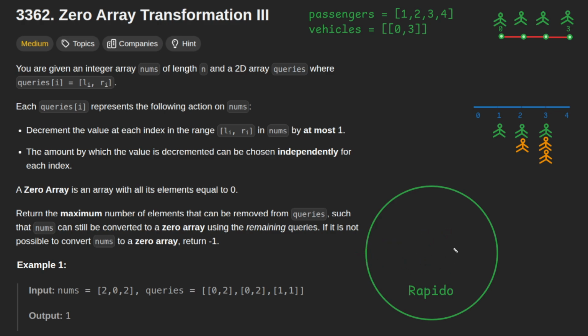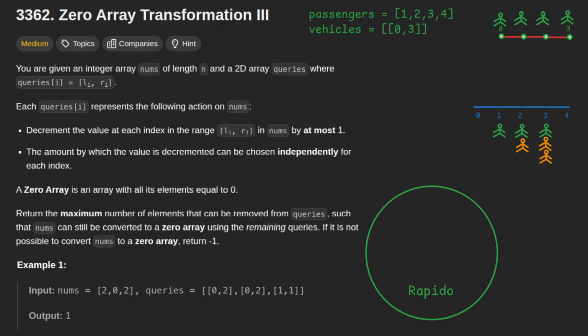So what we will say here is that we are not able to serve all our customers, so we will return -1 in this case. Okay, if we are not able to find a 0 array, we need to return a -1. So this is not a 0 array. 0 means no passenger is left, all passengers have been served. Got it? So this was one scenario, and let us consider one more example.